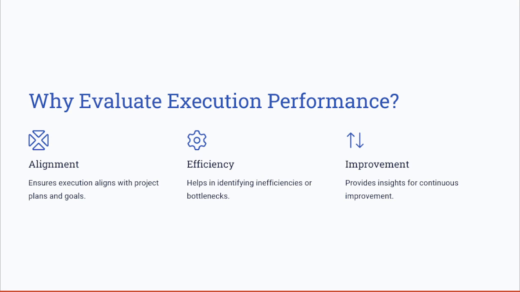Why do we evaluate the project execution performance? Evaluating the project execution performance is essential to understand if the project met the expectations. By reviewing the execution effectiveness, we can identify any inefficiencies, process gaps, and areas for optimization, ensuring continuous learning and improvement.